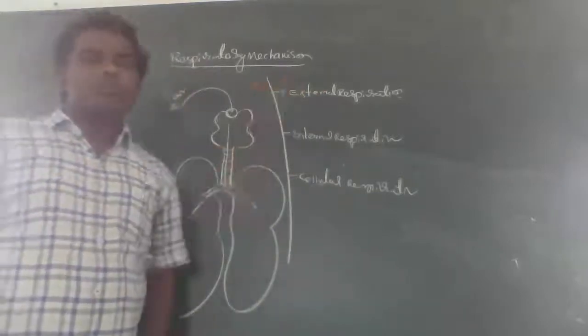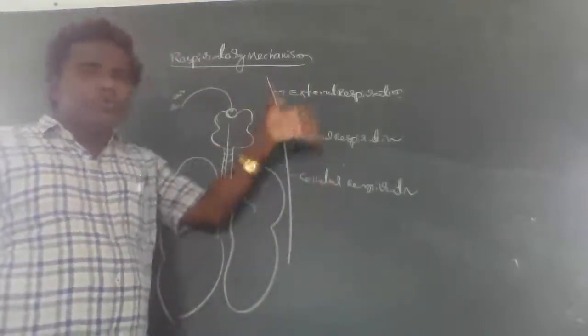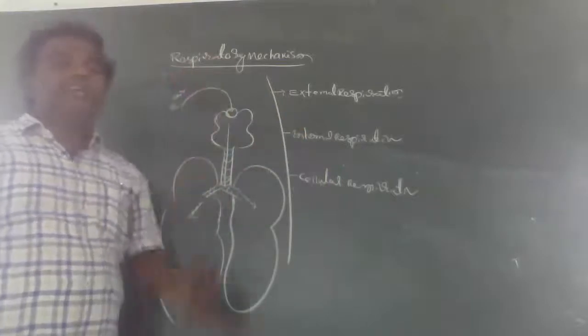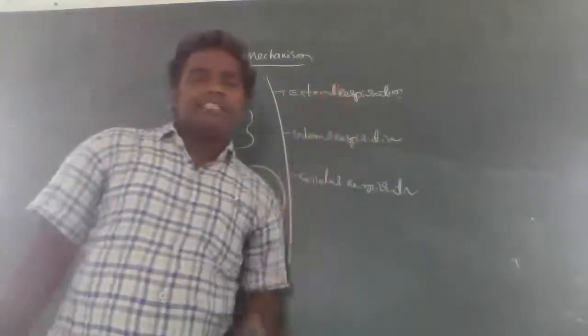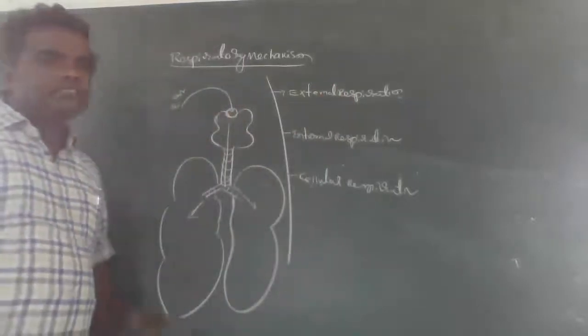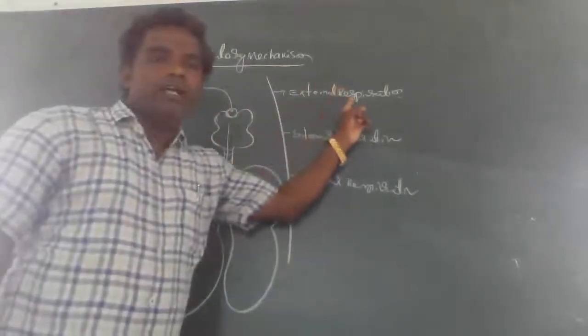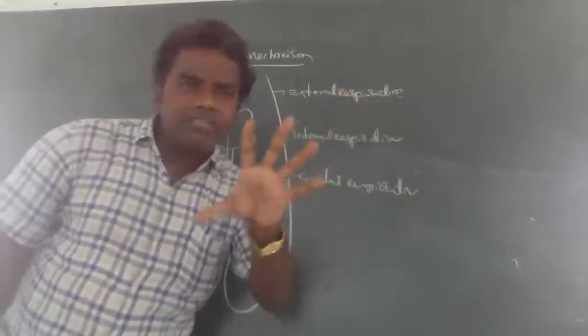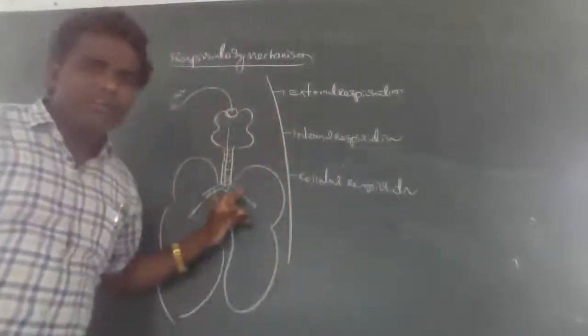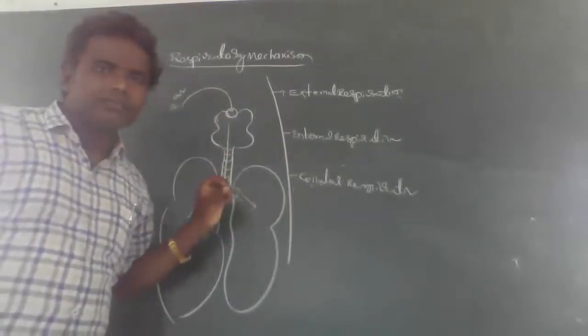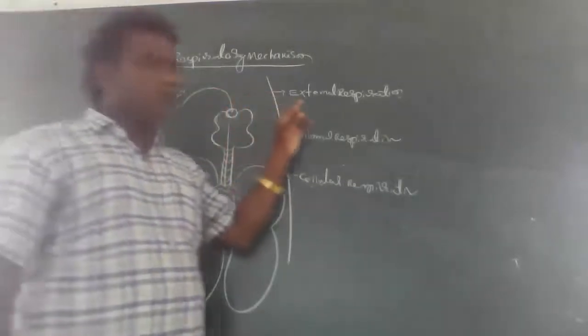So now let us come to the point. These three mechanisms are there in the respiratory mechanism, right? So external respiration. What is external respiration? Okay, now. I think the board is visible. Usra, is the board visible? Is the writing visible? Yes, sir, it is. Okay, thank you very much.